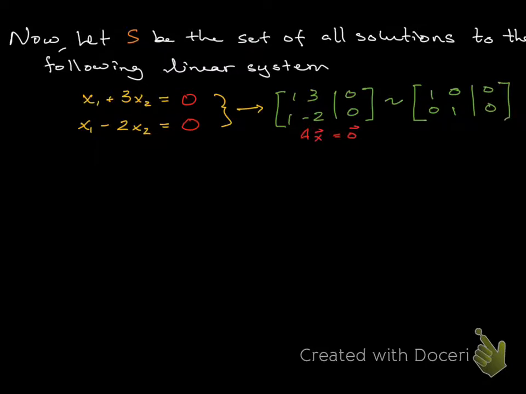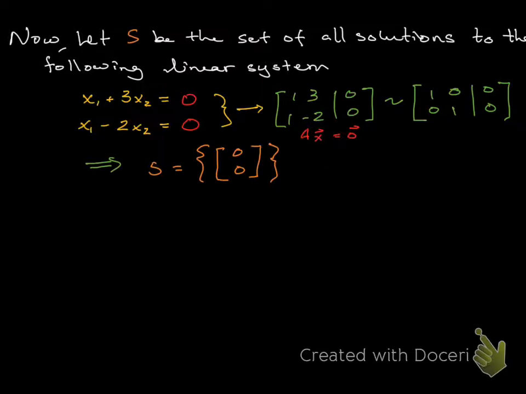Okay, this reduces to the following matrix, and we have a 0 vector as our solution. Is this set, the solution, a subspace of R2? Well, let's write that S is the set of just the 0 vector. That's our set. Is this a subspace? So we have to go through our 3 criteria.